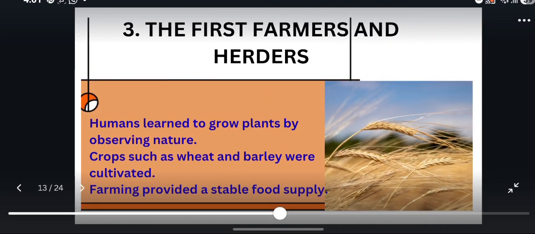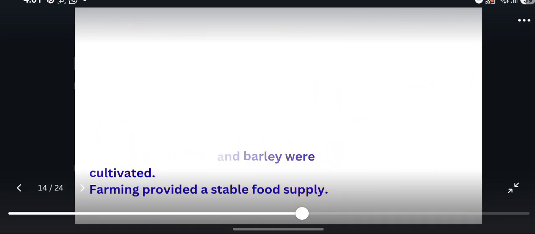Next, we will see about the first farmers and herders. Humans learned to grow plants by observing nature. Crops such as wheat and barley were cultivated. Farming provided a stable food supply.